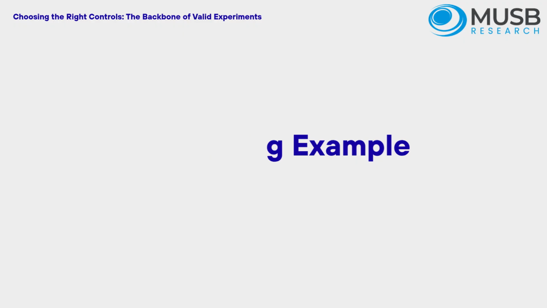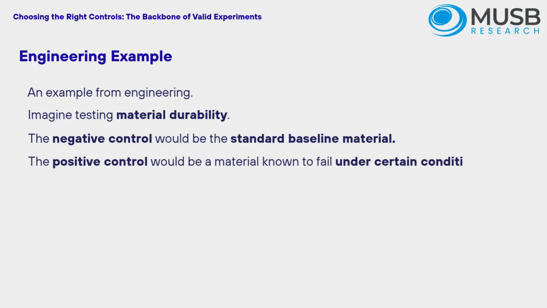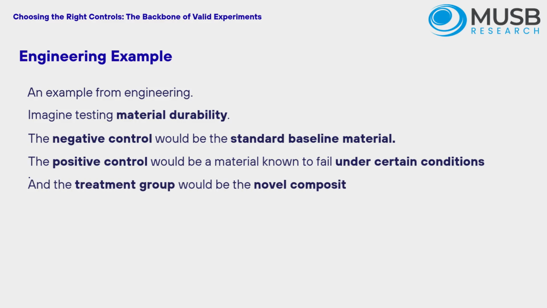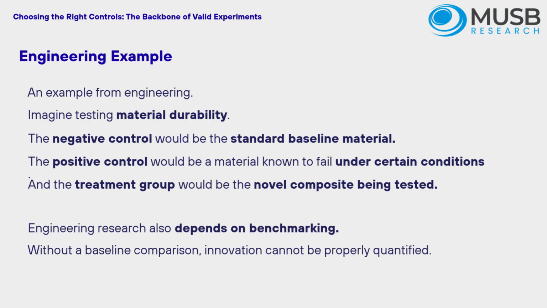Engineering example. Here is an example from engineering. Imagine testing material durability. The negative control would be the standard baseline material. The positive control would be a material known to fail under certain conditions. And the treatment group would be the novel composite being tested. Engineering research also depends on benchmarking. Without a baseline comparison, innovation cannot be properly quantified.